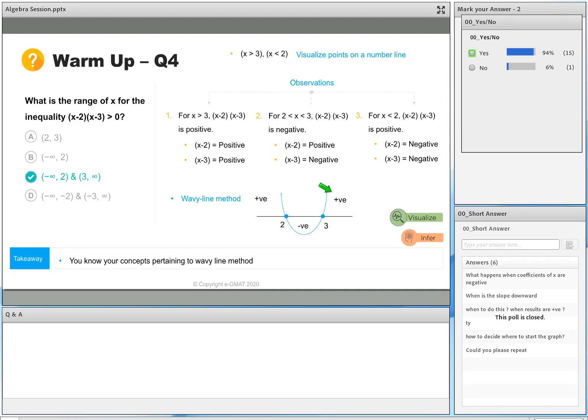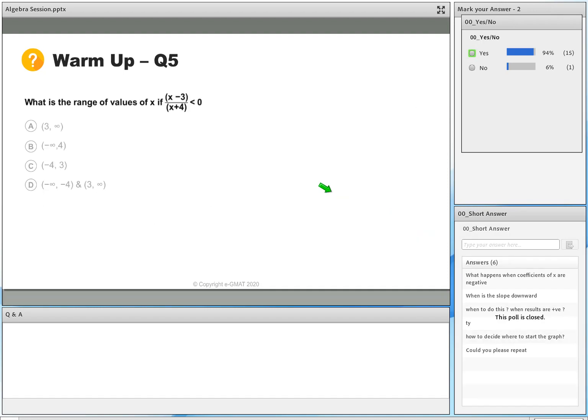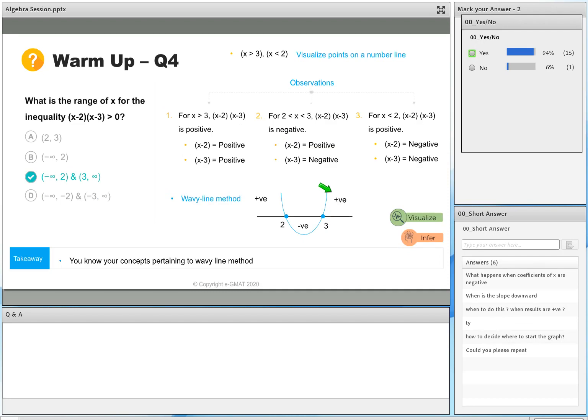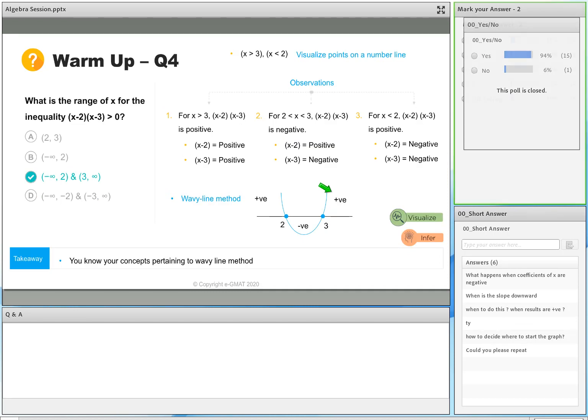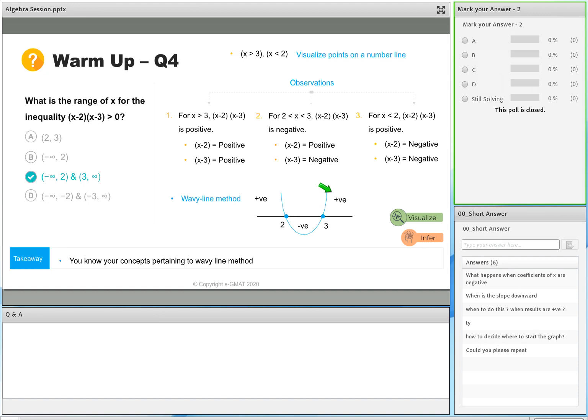Alright, I answered all of them. I feel very happy about this. With this now, let's all go into warm-up question number 5. But of course, let's first have the still solving drill.